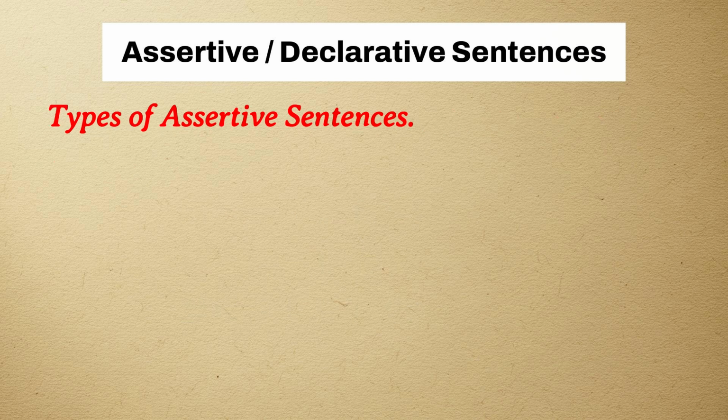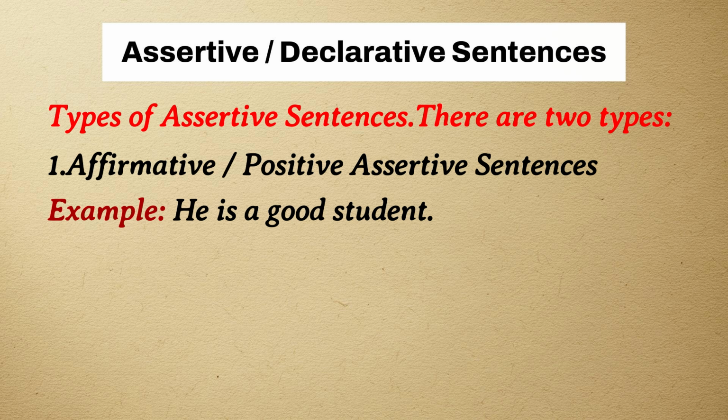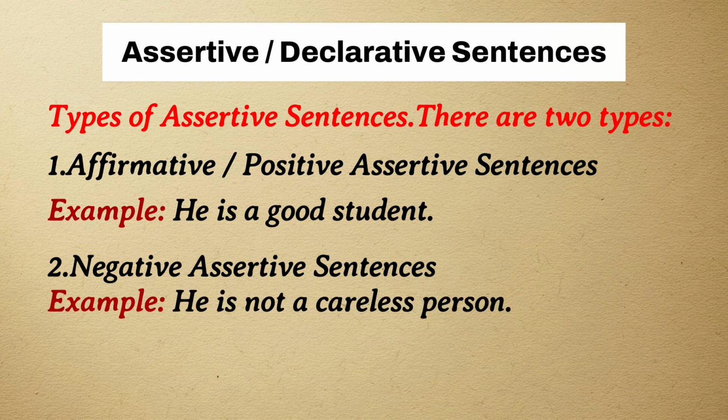Types of assertive sentences. There are two types: affirmative or positive assertive sentences. These express a positive idea. Example: he is a good student. Negative assertive sentences. These express a negative idea using not, never, no, nothing, etc. Example: he is not a careless person.